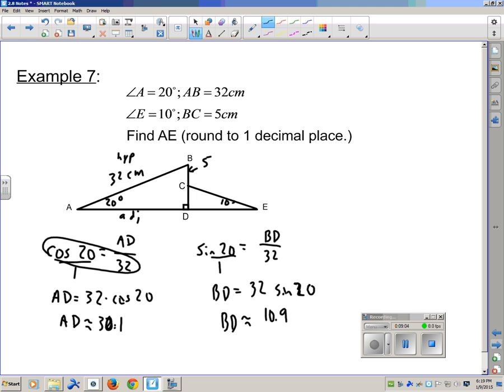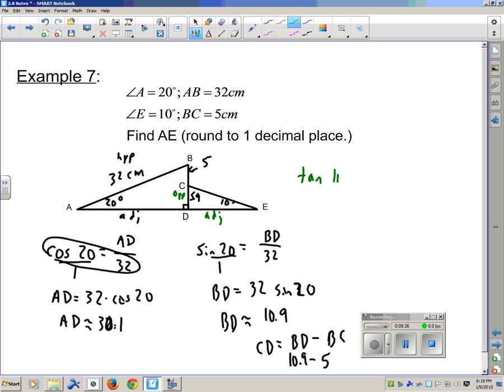But that's BD. We have BC there is 5. So to find CD, I can take BD and subtract BC. So BD there is 10.9, BC there is 5. So I end up getting 5.9 for CD. All right, so now I've got the triangle over here that I need to find DE with. This here is my opposite. This here is my adjacent. So let's use a tangent ratio.